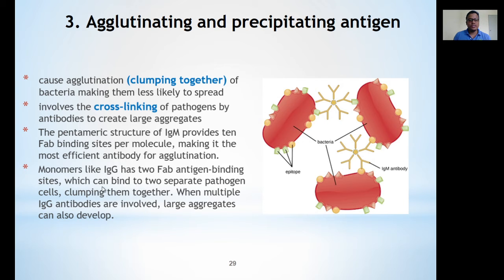Other antibodies, like IgG monomers that exist in a single form, have two Fab antigen binding sites, but they can still bind to two separate pathogen cells, clumping them together. So when multiple IgG antibodies are involved, they can still produce large aggregates of antigens.